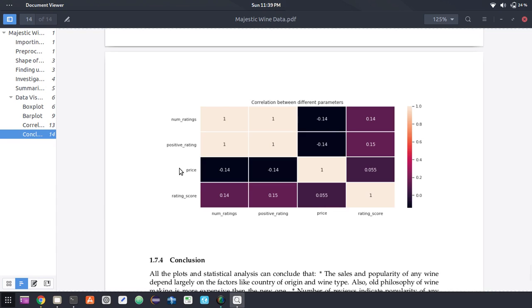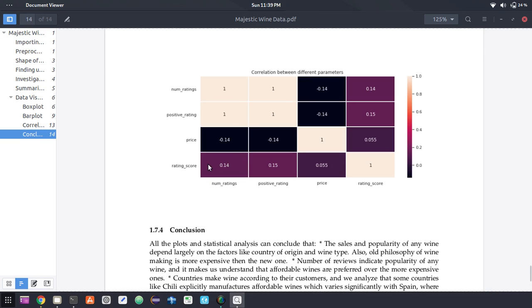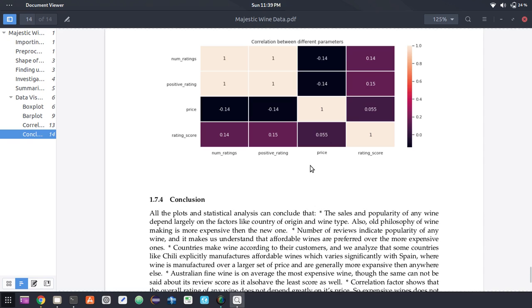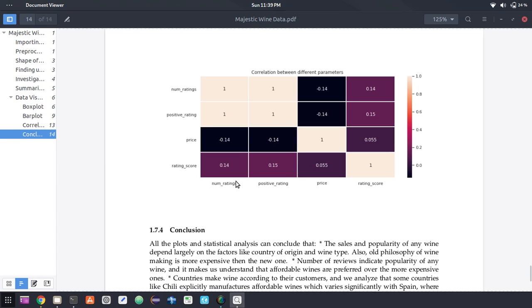Okay, so here we come to the correlation. It shows that the positive rating and numeric rating go hand in hand and increase simultaneously. We see that rating score and price don't really depend on each other that much, and the impact is not that great. So things are independent. Obviously the rating score will depend on the positive rating.